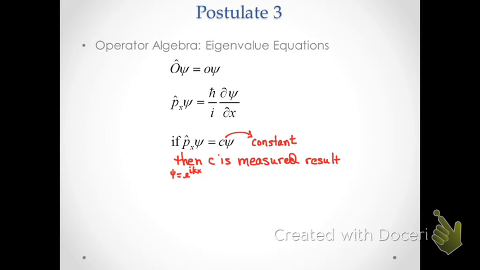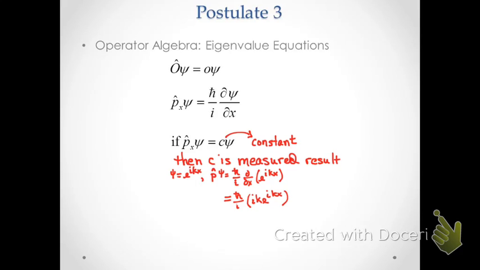Okay? So let's consider the situation where we had the free particle in space. If you go back, you'll remember that the wave function for that free particle was e to the ikx. Well, let's ask the question, suppose I want to measure the momentum of that free particle. What am I going to get? Well, in order to determine that, we take our momentum operator and we operate on the wave function psi.